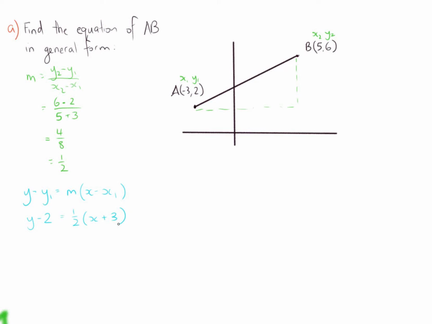Now we don't want any fractions because we're going to put our equation in general form. So let's multiply the left-hand side and the right-hand side by 2, so that our 1/2 and our 2 cancel out. Timesing the left-hand side by 2, we have to times everything by 2. 2y, and minus 2 times 2 is 4, or minus 4. And on the right-hand side, our 2 and our 1/2 cancel out, leaving us just with x plus 3, sorry.